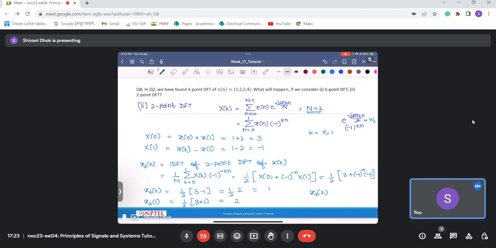No, my Xn, what was my Xn? My Xn was 1, 2, 3, 4. Oh, yes, it is not the original. It is the original signal with the last two chopped off, okay? The last 2 points chopped off, right?